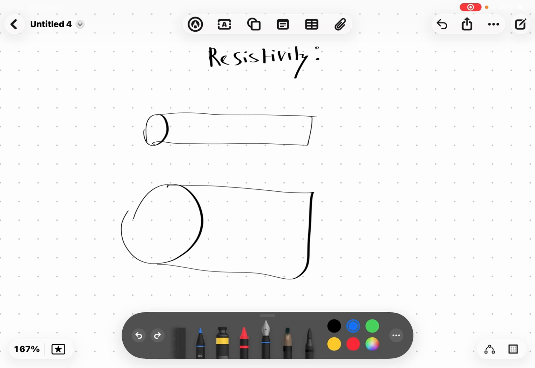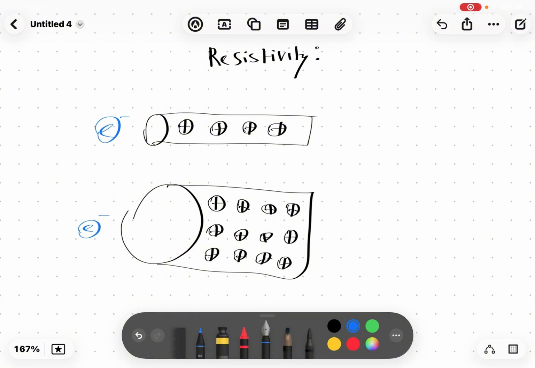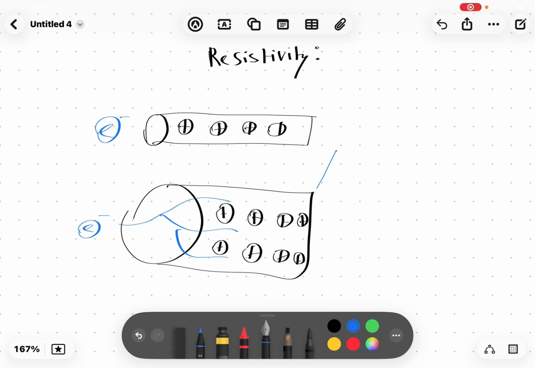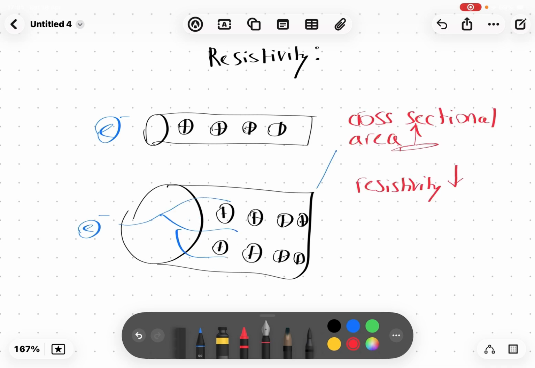Where do you think the electron will go through more easily? The answer is the big one. The electron has more ways to go through in the metal. So the bigger the cross-sectional area, the lower the resistivity, because it's easier to go through.